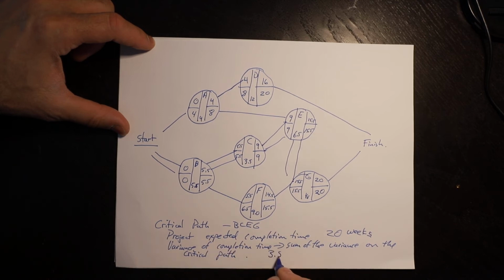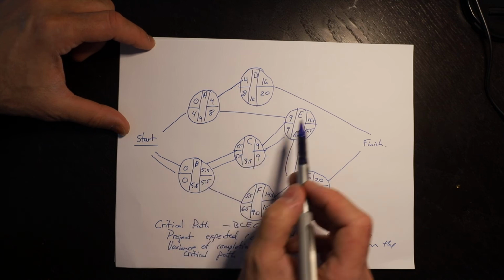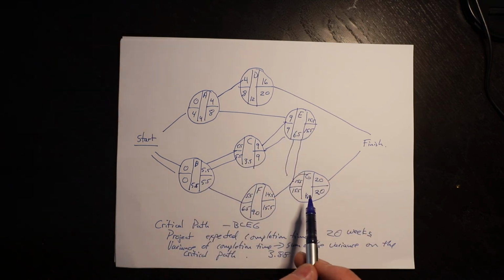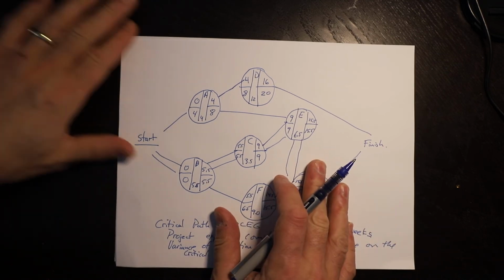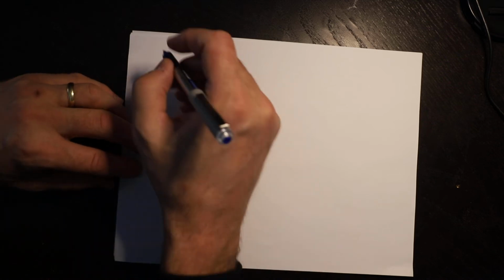And in this case, it's 3.88. It's the variance of B plus the variance of C plus the variance of E plus the variance of G. And that will give us 3.88. So now, if you recall, our question was, what is the probability that we will finish the project in 23 weeks?